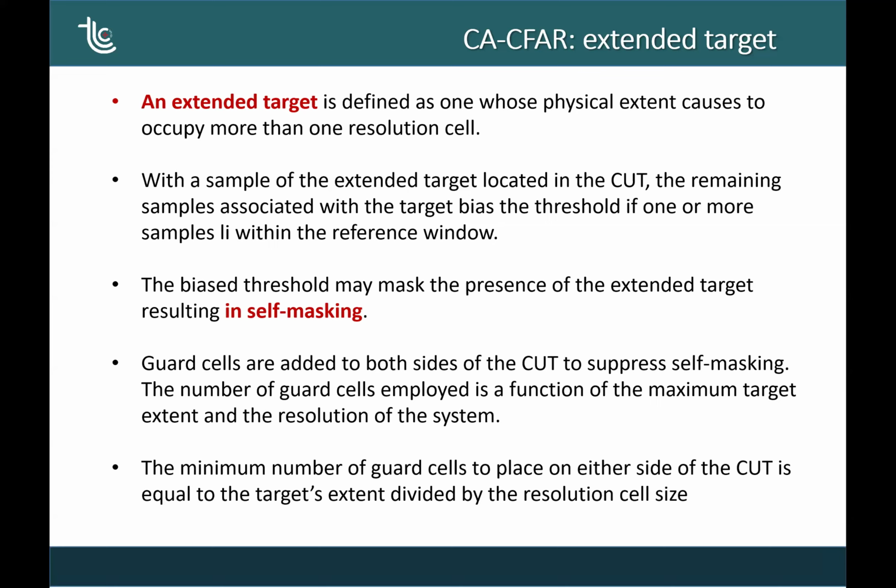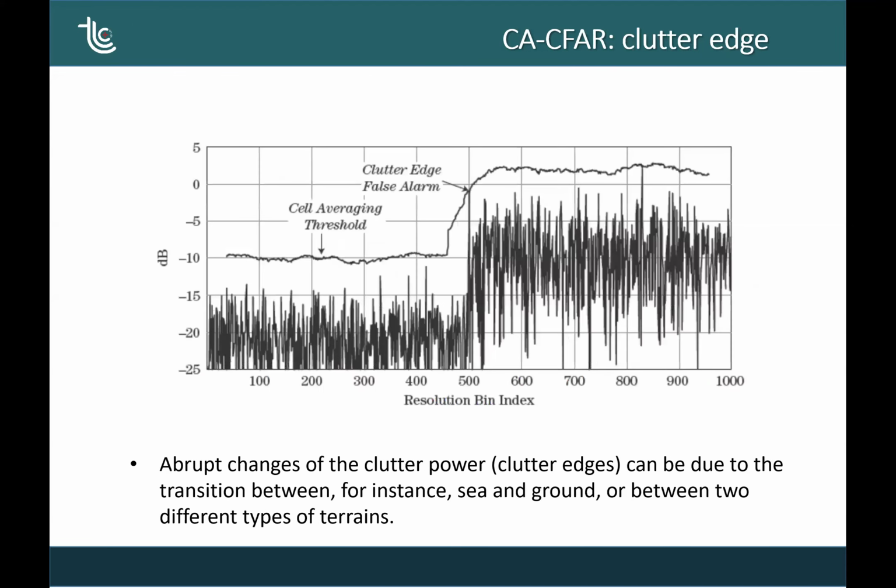Okay, so we have some condition on the number of samples that we use for estimating the power, 20 to 40, and we have also some condition on the number of range cells, the guard cells, that is related to the maximum dimension of the target that we are expecting.